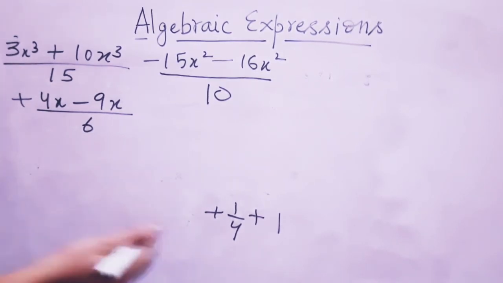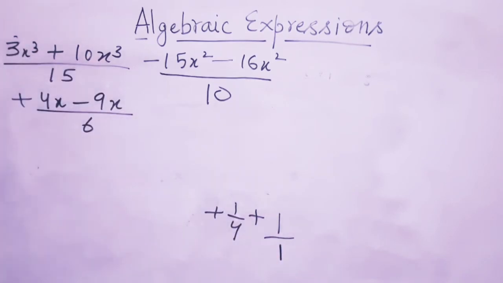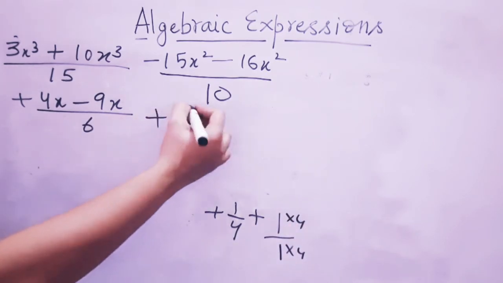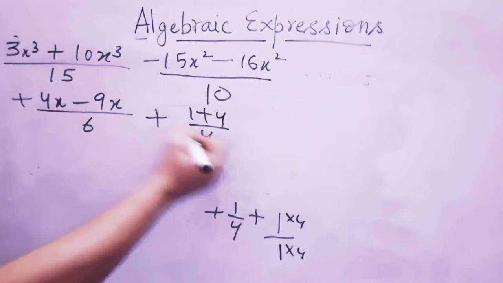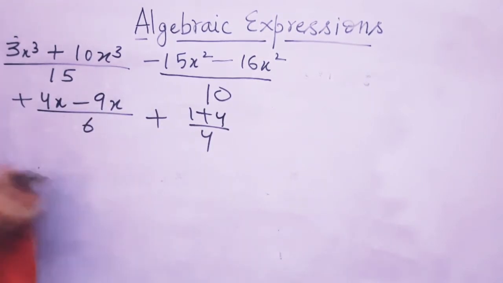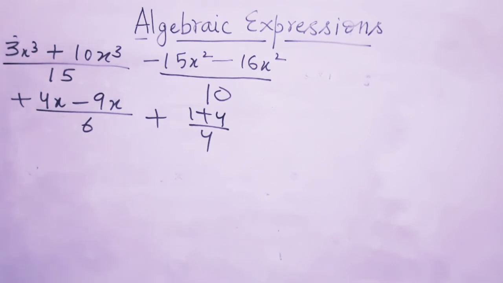Now 1 by 4 plus 1. Since 1 is not having any denominator, by default we will consider 1 as the denominator. Now what is the LCM of 4 and 1? The LCM of 4 and 1 is 4. So to make it 4, 1 has to be multiplied by 4. So here it will be 1 plus 4 upon 4. Done? Up to here all of you have understood? Because if you listen to me carefully in each and every step, then only you will be clear about it.